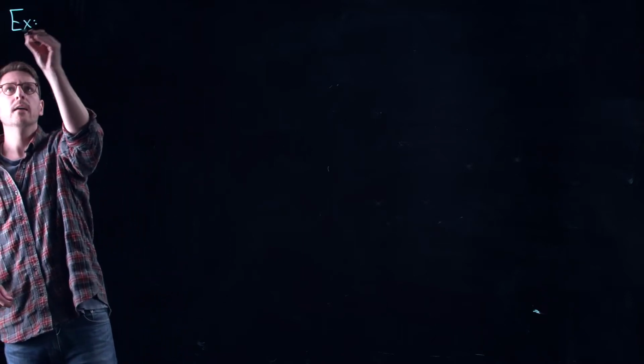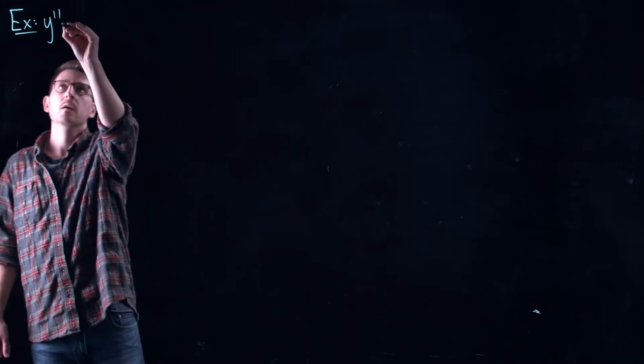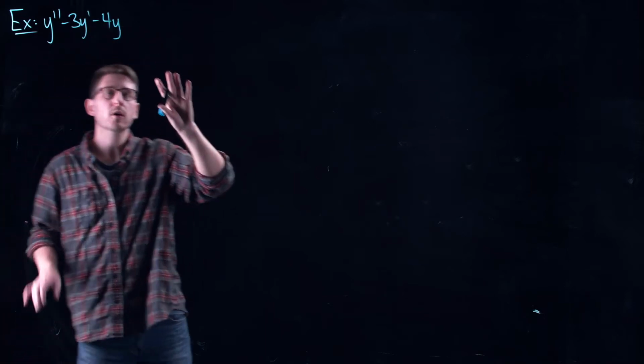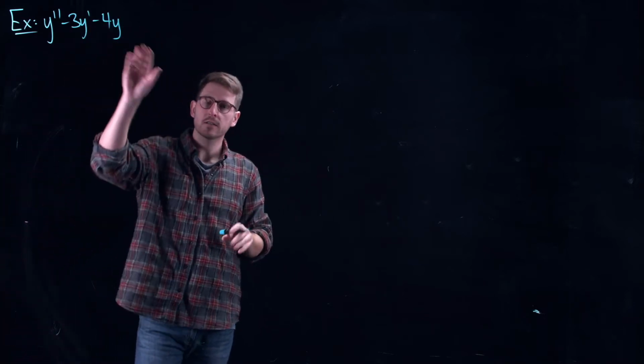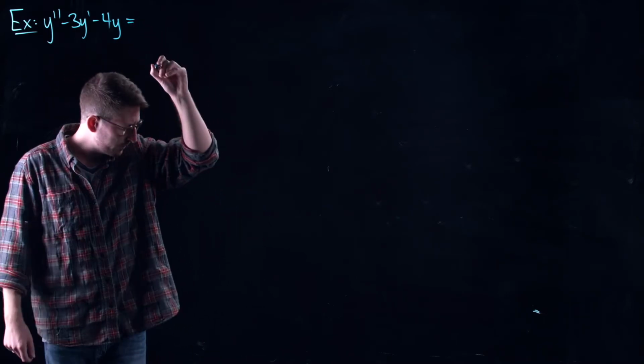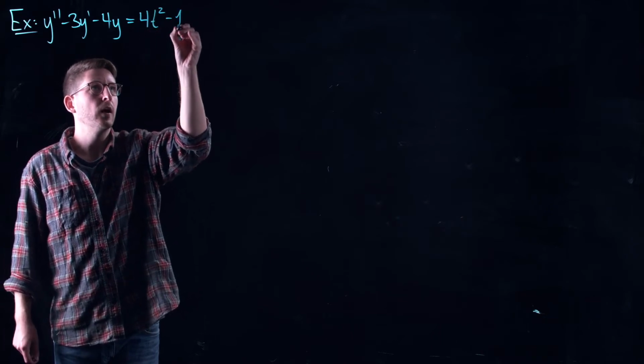Let's keep rolling. Let's do another example. In this case, I want to look at the same left-hand side, minus 3y prime minus 4y. So I don't have to worry about the homogeneous solution, right? It's all sitting there. But I want to set this equal to a polynomial. So let's say 4t squared minus 1.